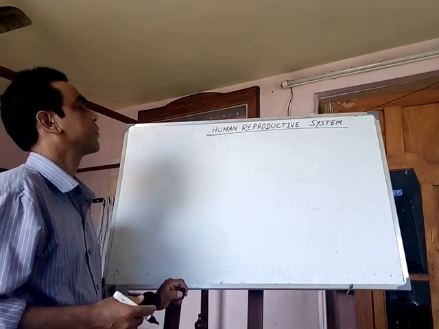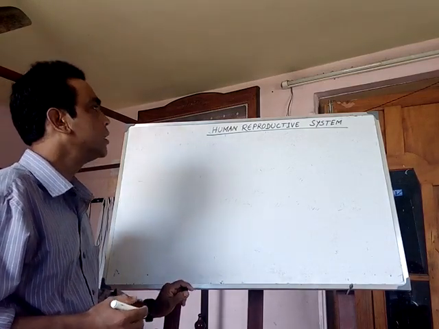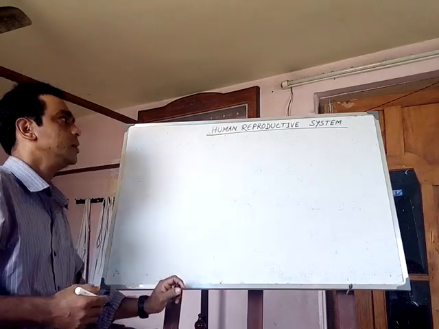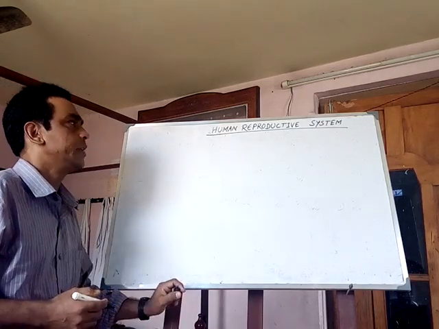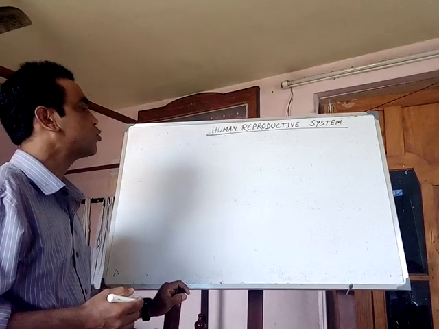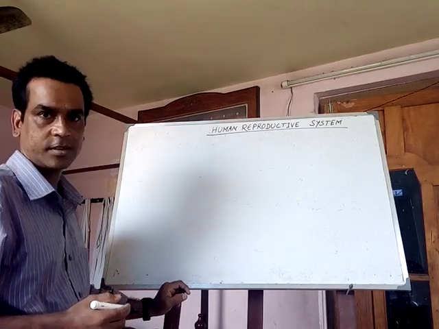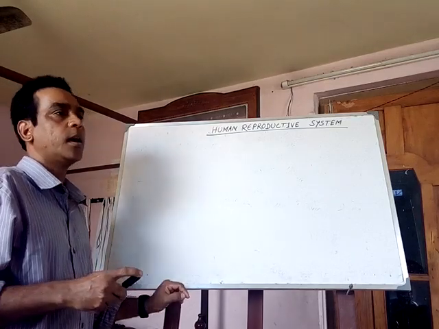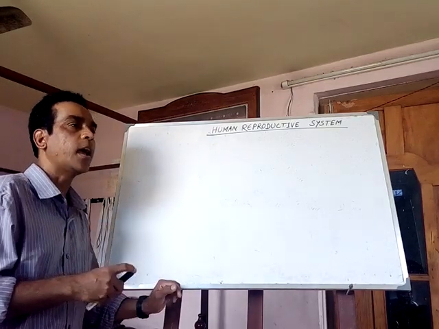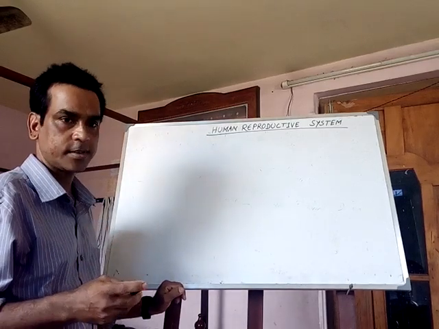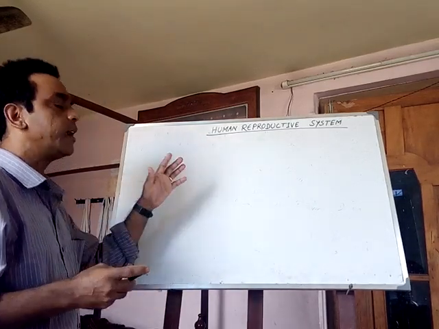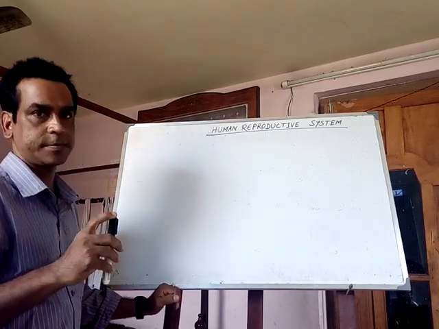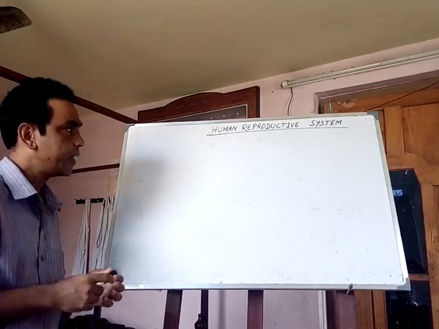We learn today about the human reproductive system. In human beings, the bisexual difference is also present, so the sex organs of female and male are different. I will first learn about the male reproductive system, which I represent here.